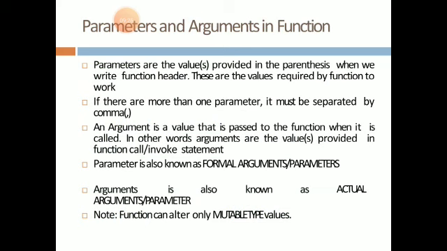Now you can see parameters or arguments in a function. Parameters are the values provided in the parenthesis when we write the function header. These are the values required by the function to work. If there is more than one parameter, they must be separated by a comma. An argument is a value that is passed to the function when it is called. In other words, arguments are the values provided in the function call or invoking statement. Parameters are also known as formal arguments or parameters. Arguments are also known as actual arguments or parameters.